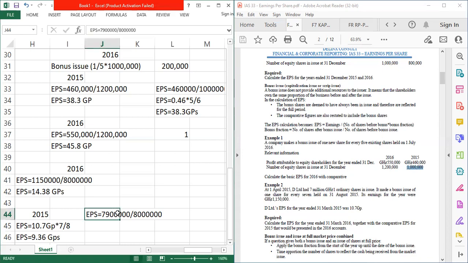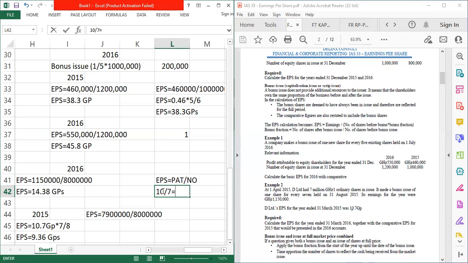But this one, what we are saying is that the earnings per share for 2015 was 10.7, isn't it? How do we calculate earnings per share? Earnings per share is calculated as profit after tax, all things being equal, divided by the number of shares that we have. So you can see that they have given us earnings per share to be 10.7.